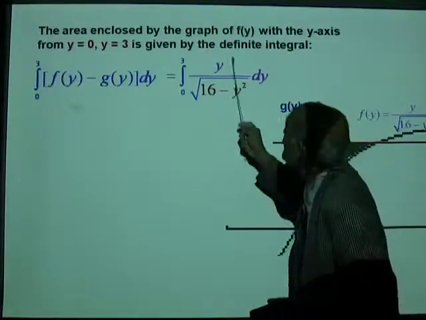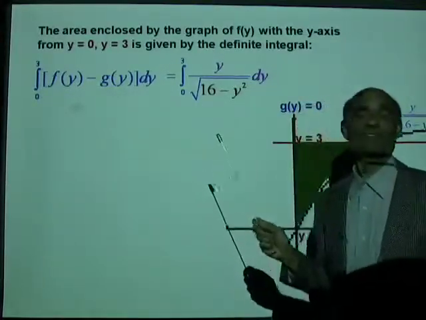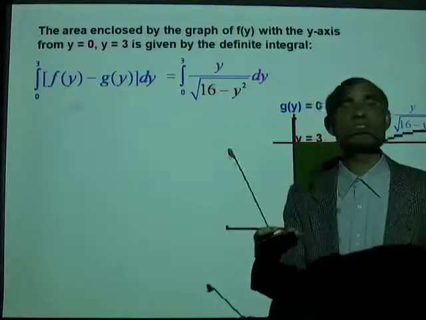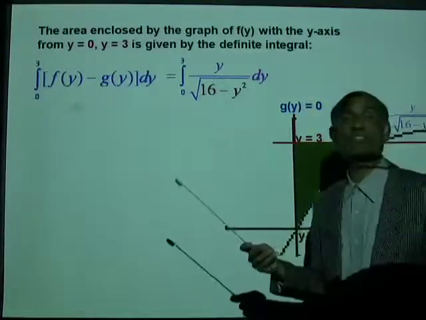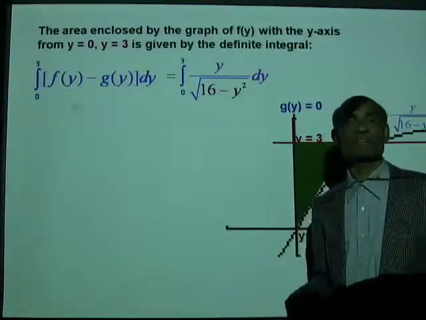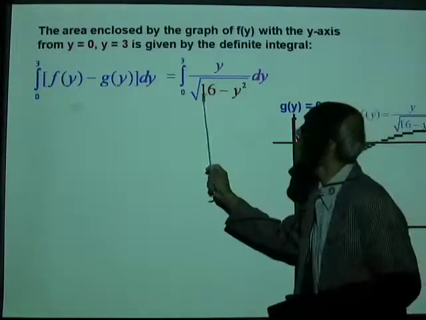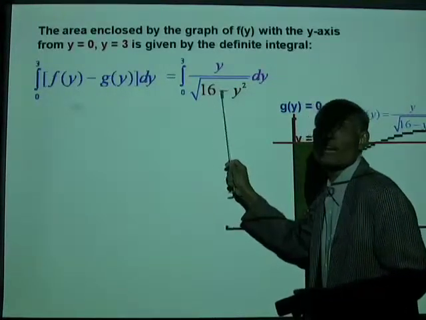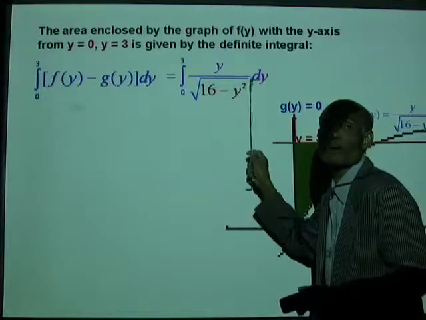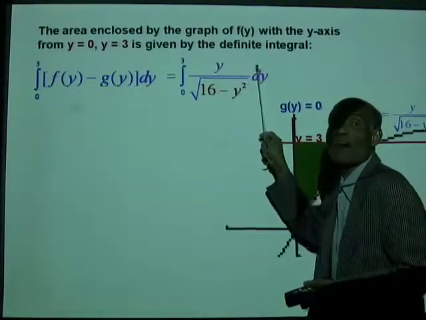Alright, how do you integrate this? If you remember the integration by substitution skill that you developed in Calculus 1, the denominator under the square root you have 16 minus y squared. On the numerator you have y dy.